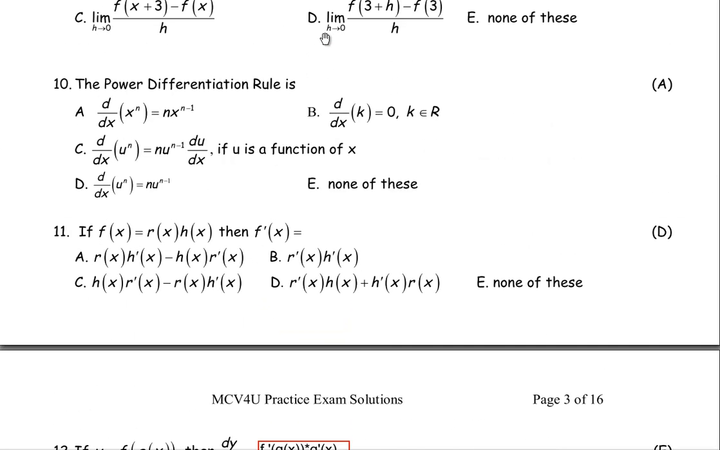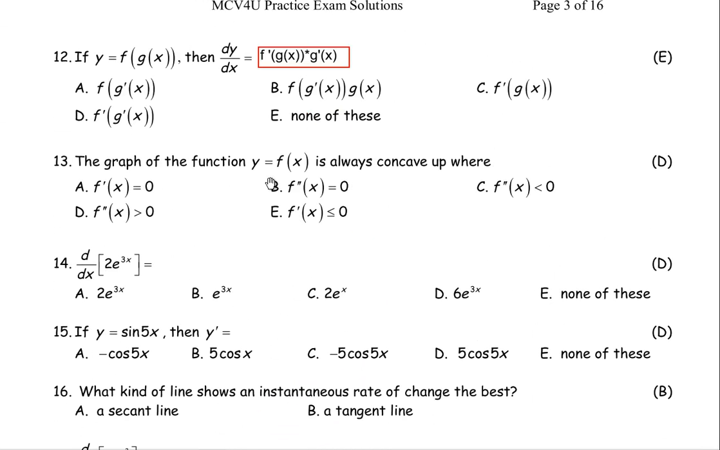Very similar to what was written up here. See, if we think of u as the inside function, and u to the n is the outside function, the power function, then this is the derivative of the outside function evaluated at the inside. Notice this is just a u here, and then times du dx is the derivative of the inside function. So this part is like the f prime g of x, and this is the g prime of x, the derivative of the inside function. And so that's why there's no correct answer. E is the correct answer for number 12 because none of these are exactly correct.